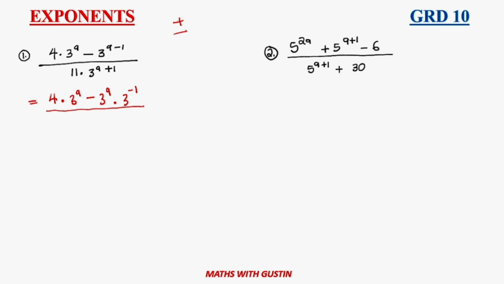Therefore, all over 11 will remain as 11 times 3. We need to separate these two. It's going to be 3 to the power of 3a times 3 to the power of 1.